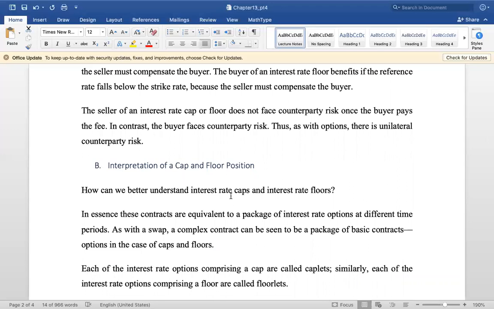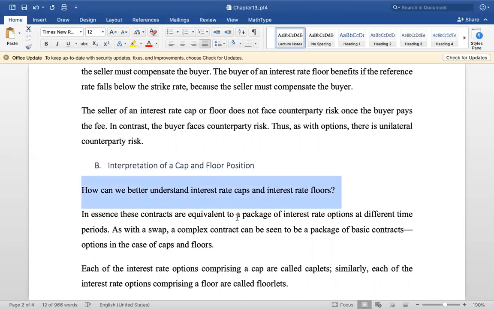How can we interpret the cap and floor position? In interest rate caps and floors, the buyer pays an upfront fee, which represents the maximum amount that the buyer can lose and the maximum amount that the seller of the agreement can gain. The only party that is required to perform is the seller. The buyer of an interest rate cap benefits if the reference rate rises above the strike rate because the seller must compensate the buyer, and the buyer of an interest rate floor benefits if the reference rate falls below the strike rate, right? So keeping these in mind, how can we better understand interest rate caps and interest rate floors?